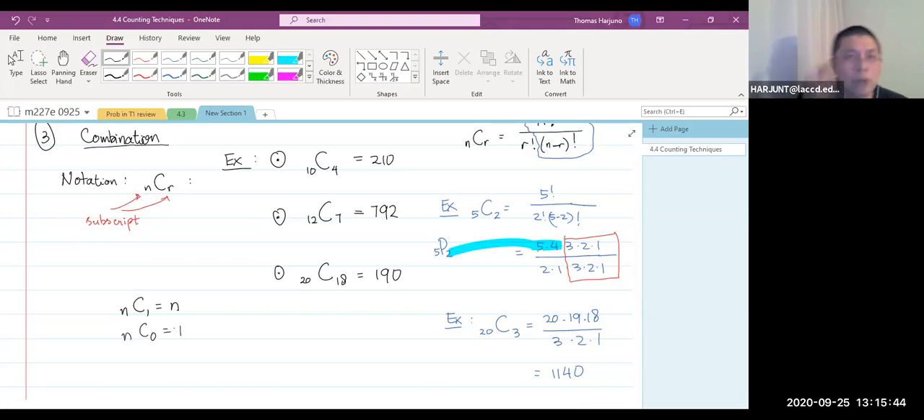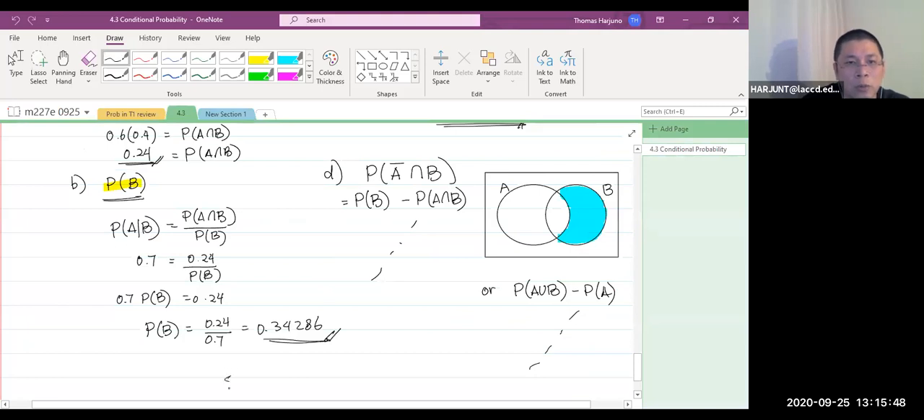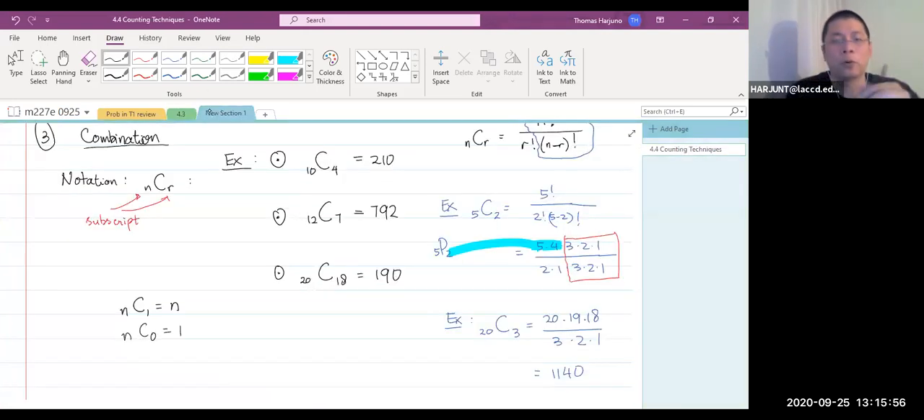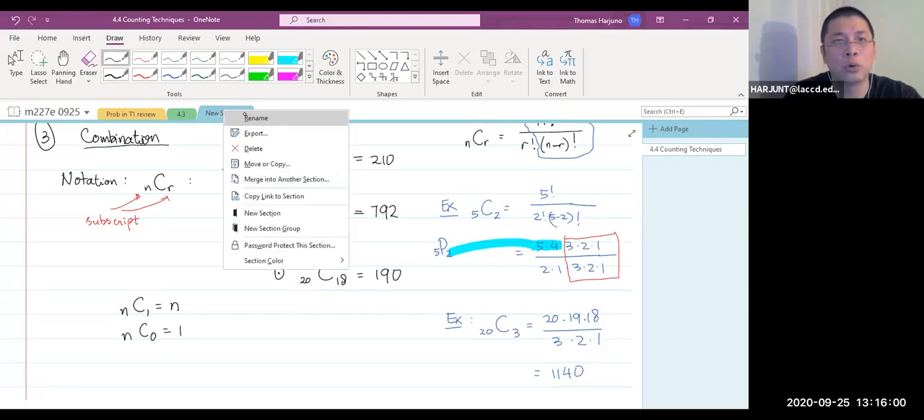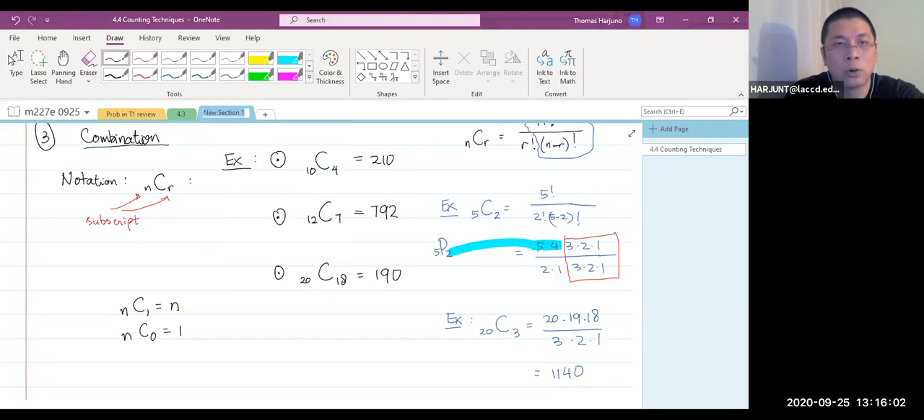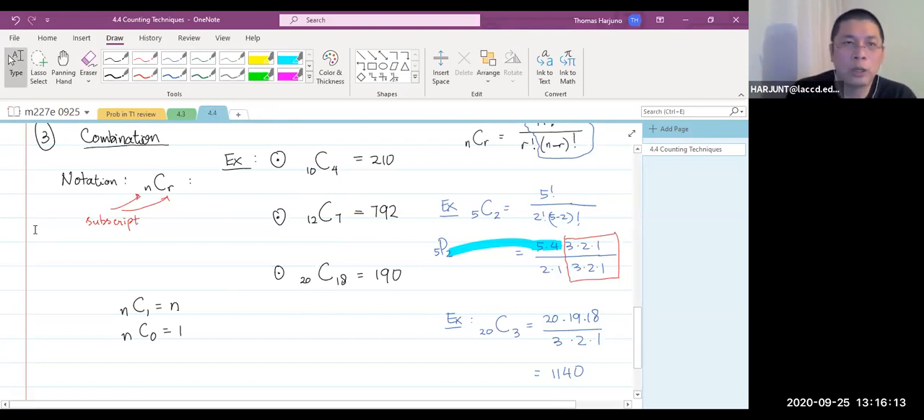Now, your suggested homework from 4.3 will be from number 1 to number 23. From 4.4, I look at the book, there's no problems that are in line with what we want to do here. But at least I have notes for you to prepare for next week when we do 4.4.